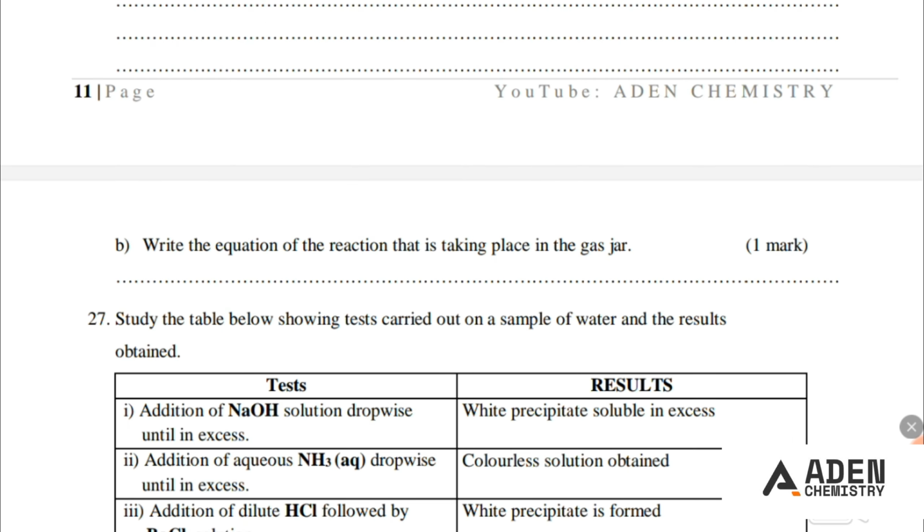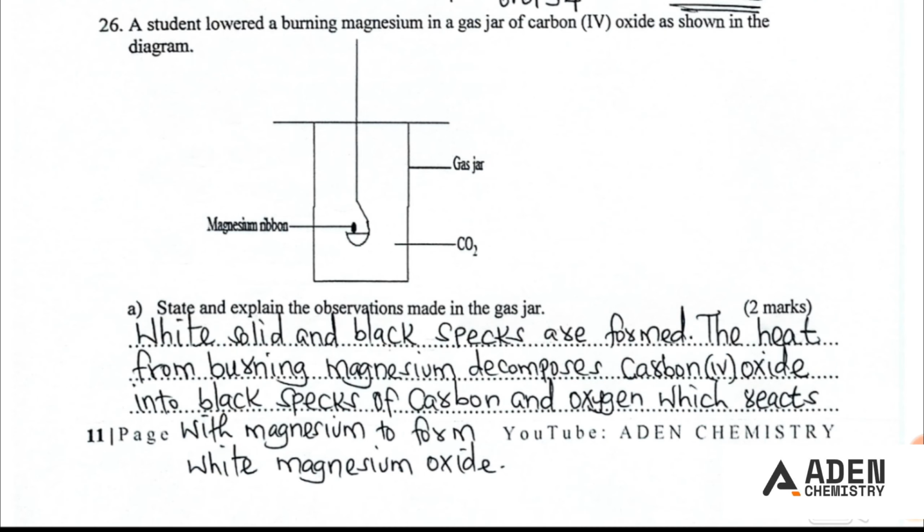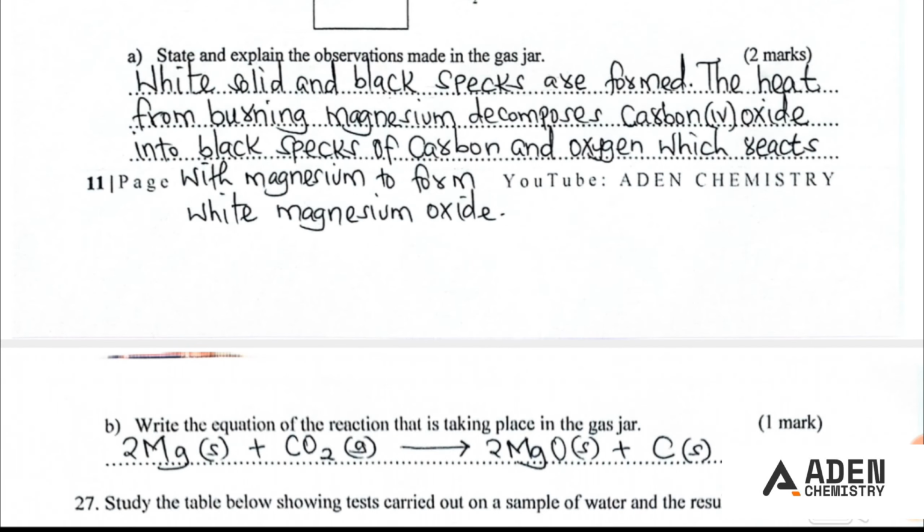So for part B, we are told to write the equation for the reaction that is taking place in the gas jar. So we are going to have there 2 moles of magnesium solid reacting with carbon dioxide, which is a gas. What we are going to get there is 2 moles of magnesium oxide plus 1 mole of carbon. So this is the answer for question number 26, part A. Then we proceed to part B. So that's the answer for question number 26, part B.